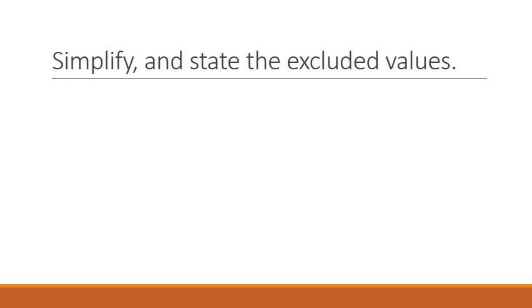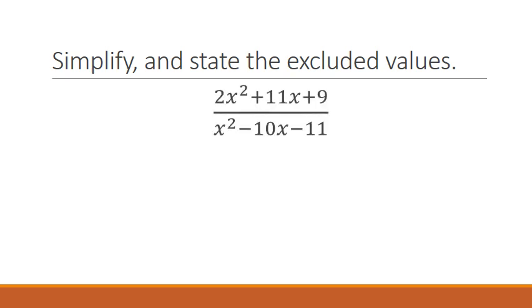For exercises, let us simplify and state the excluded values. I have here 2x squared plus 11x plus 9 all over x squared minus 10x minus 11. Pause the video for you to process, to simplify and state the excluded value. You should arrive at x should not be equal to 11 and x should not be equal to negative 1. Very good.